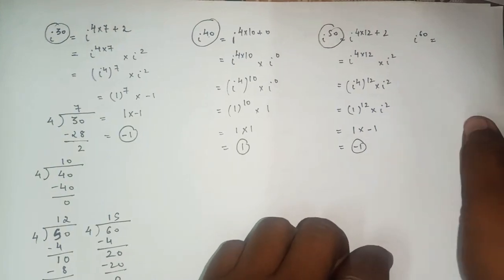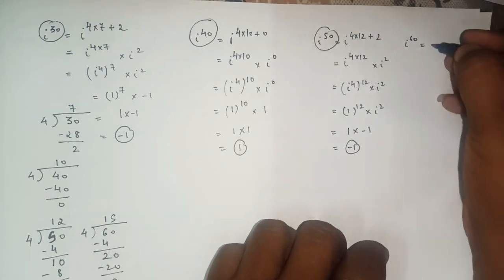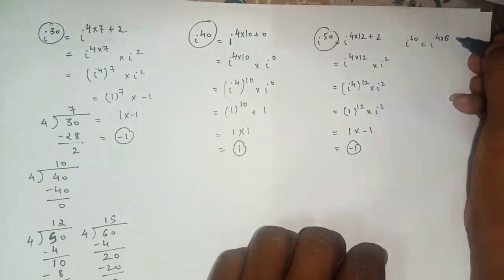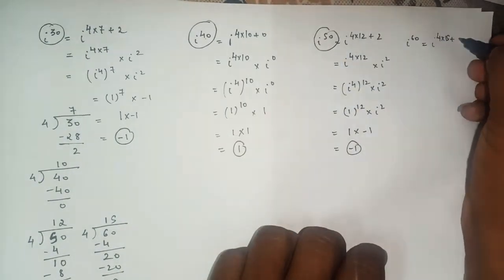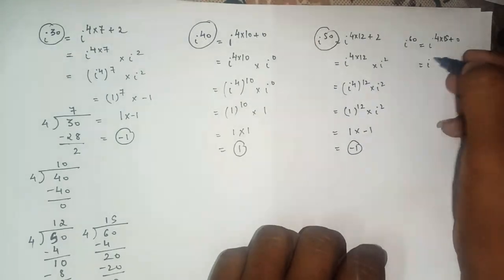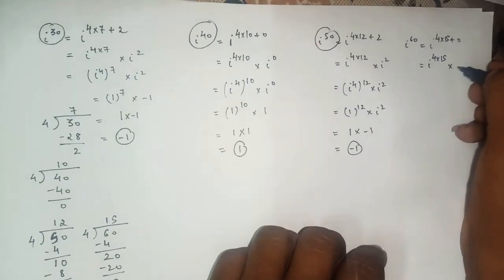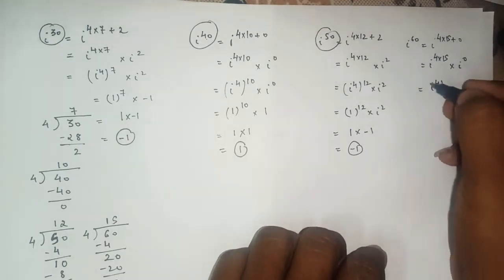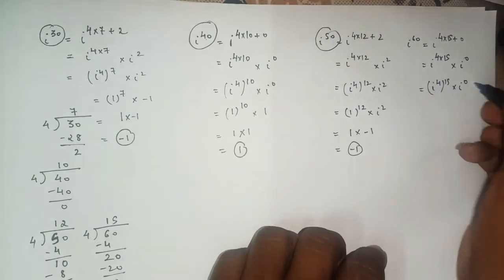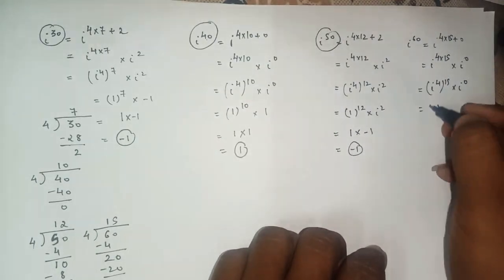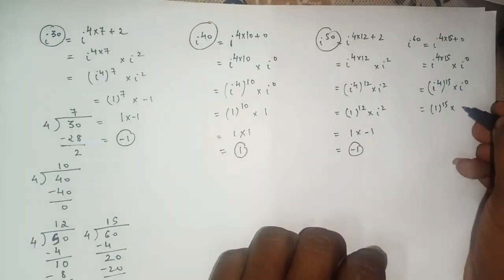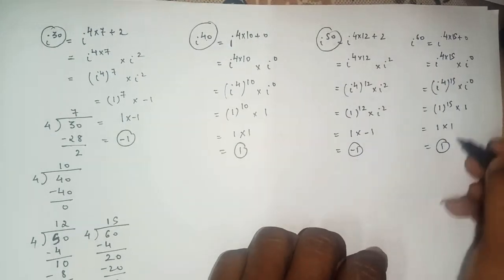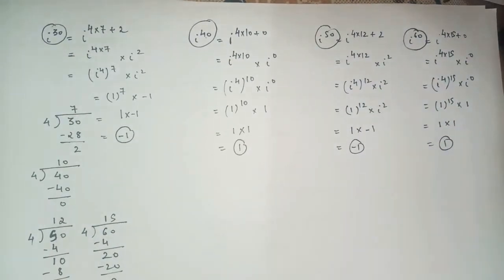Okay. Now with the last one, that is i^60. So i^60 we can write as 4 into 15 plus 0. So this we can write as i raised to 4 into 15 into i raised to 0. Further, this we can write as (i^4)^15 into i^0. i^4 is 1 raised to 15, and any number raised to 0 is 1. 1 raised to 15 is 1, into 1. So here we got the answer for i^60 also.